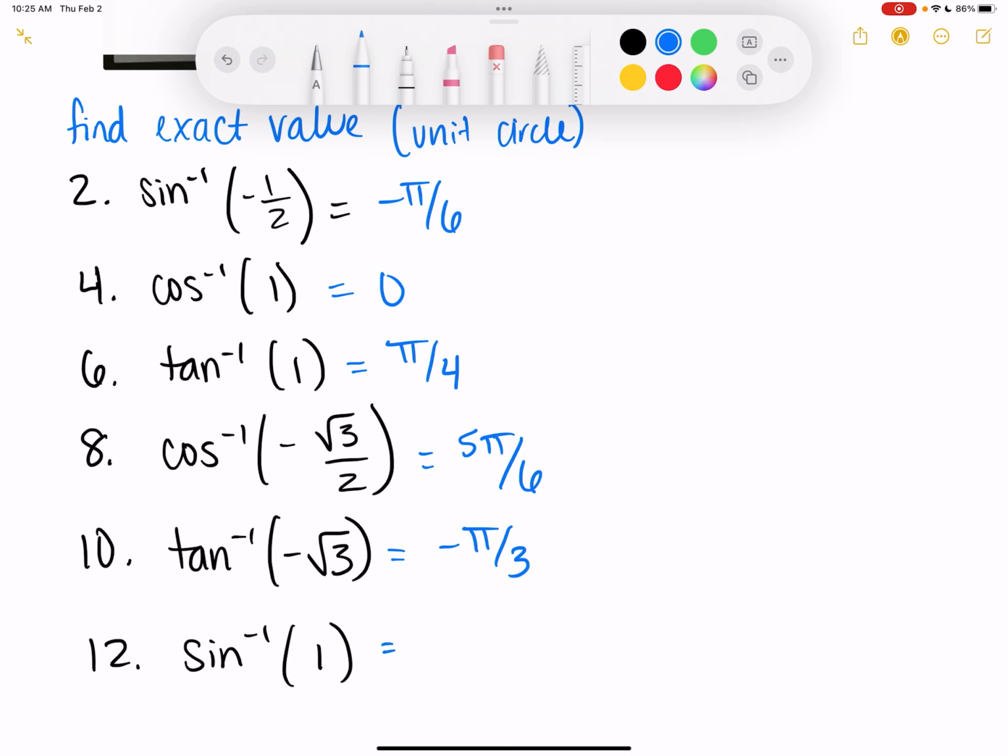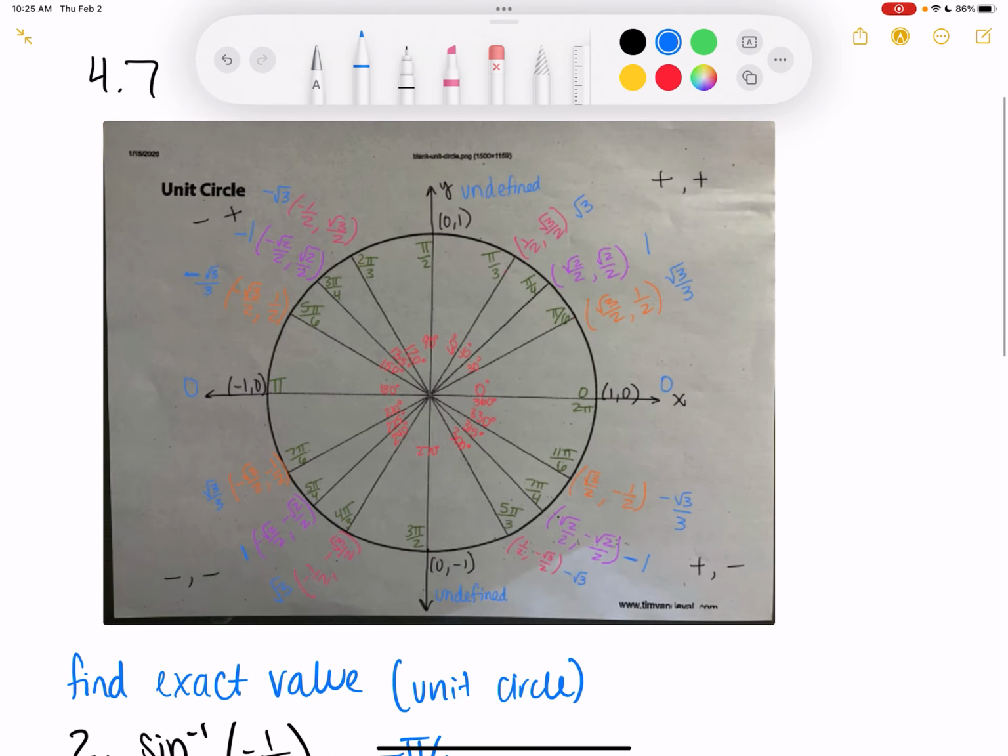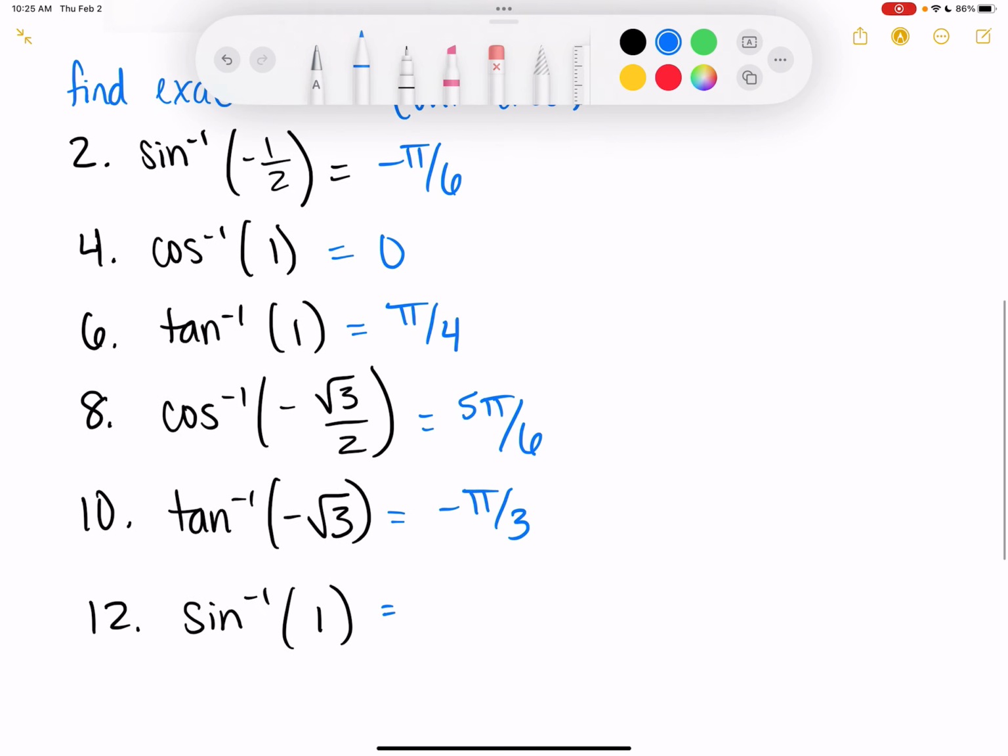So 12, arc sine of 1. So where is sine equal to 1? Pi over 2. Pi over 2.